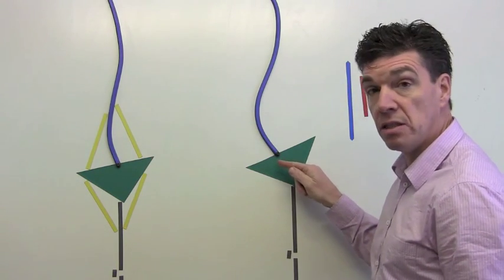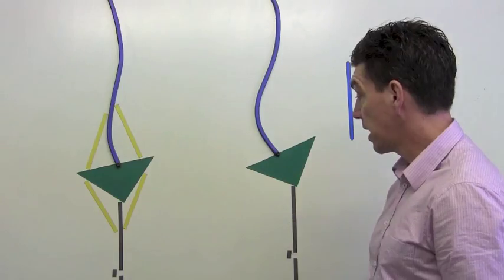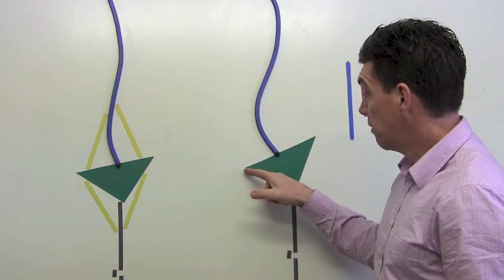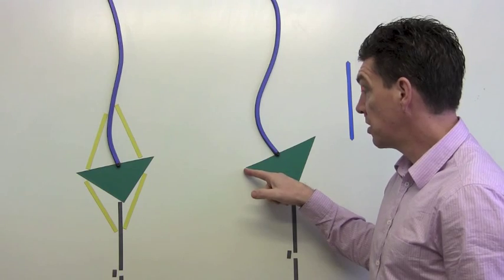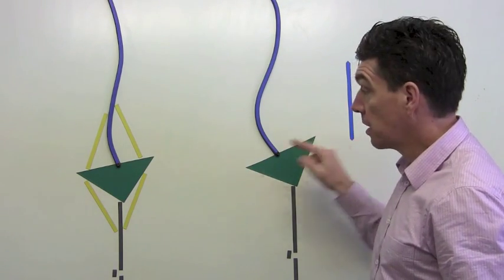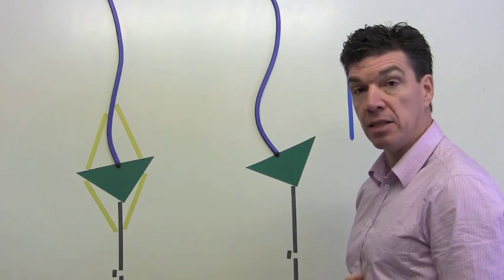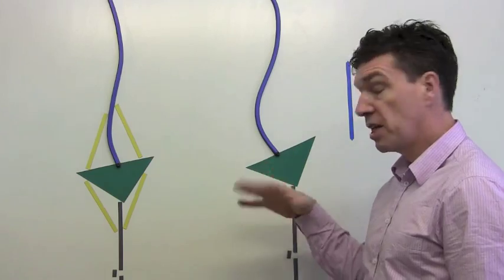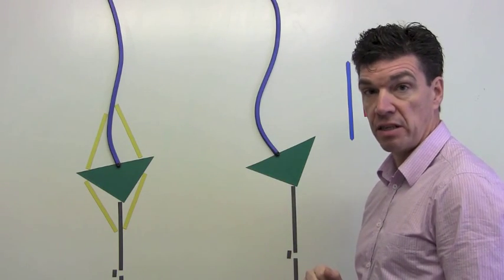You will also notice that the pelvis, again represented by the green triangle, the front of the pelvis here is significantly lower than the back of the pelvis here, compared to our ideal pelvic position. This pelvis here is in a greater degree of anterior tilt.